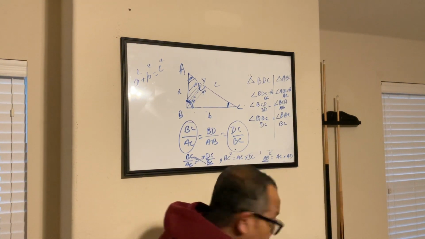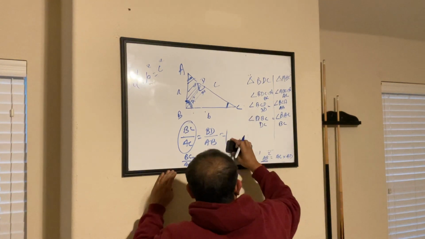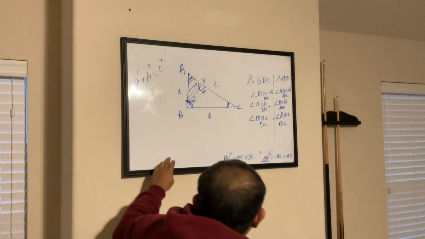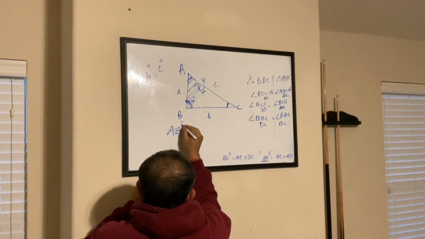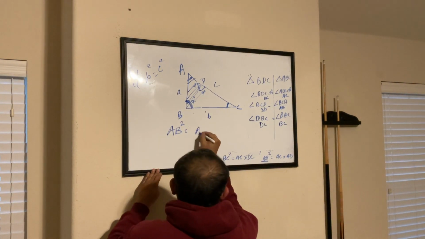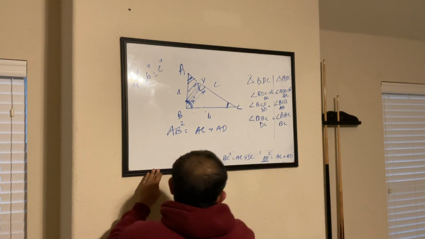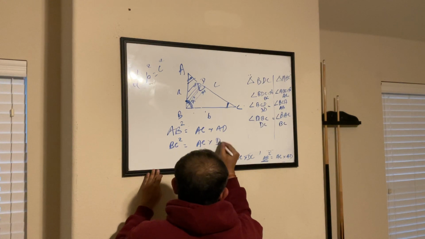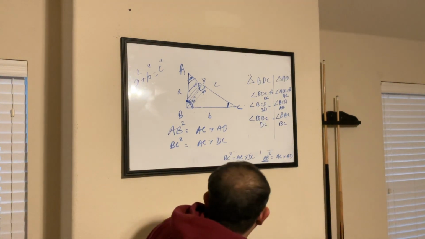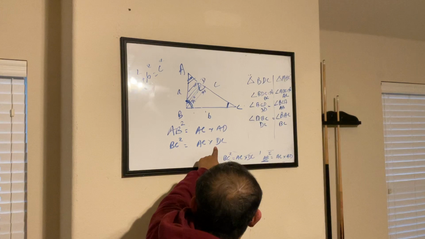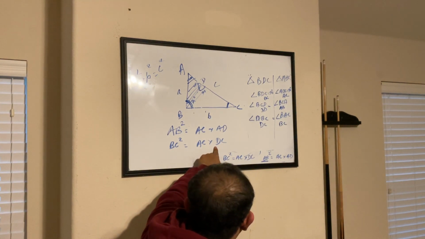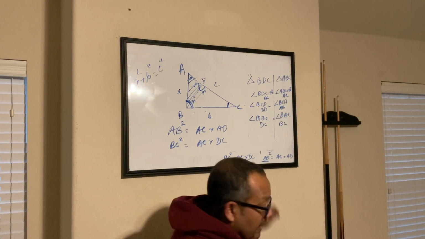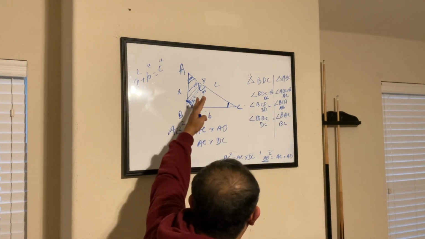So look at this. What we got was this. We got two values. AB square equal to AC into AD, and we got DC square equal to AC into DC. And again, why? You will say why? How? Let's do a repeat.